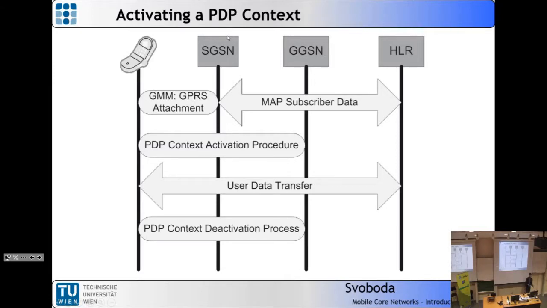If that is the case, it will approve your request, and you can start the activation procedure, which is nothing else than establishing the radio bearers, establishing the GTP tunnel, and making all the information ready to transmit user data. And now we have arrived in this state to transmit our user data itself.